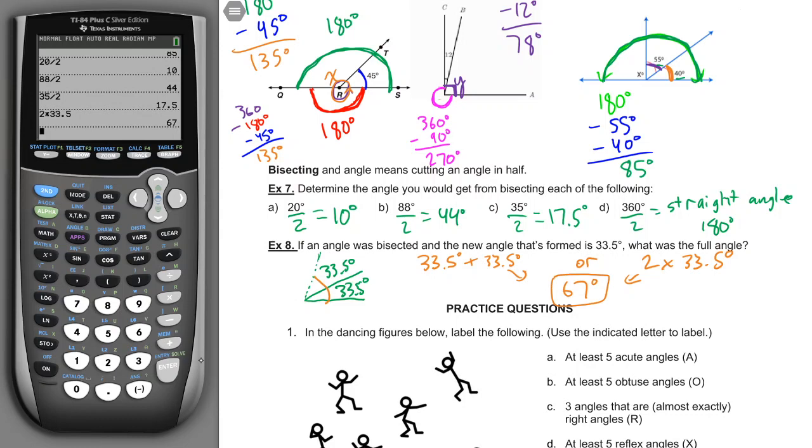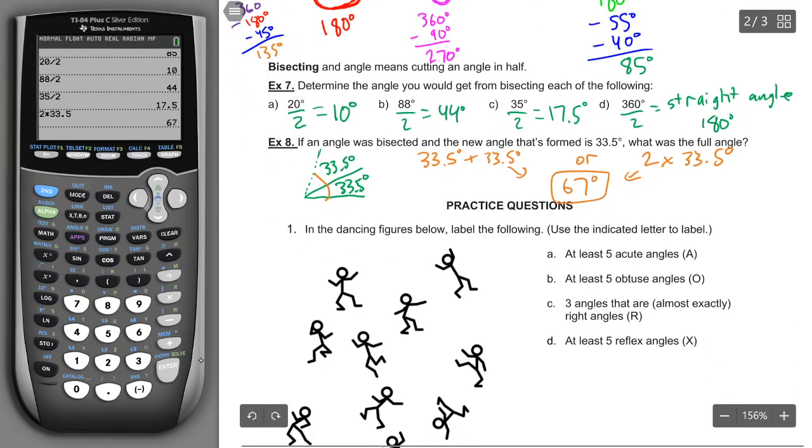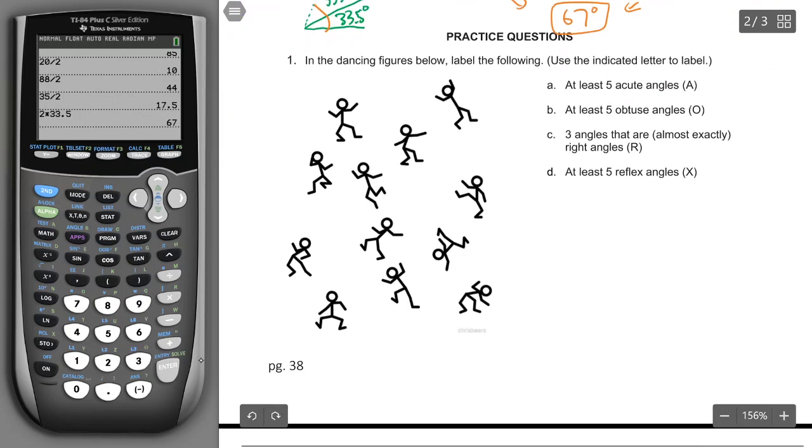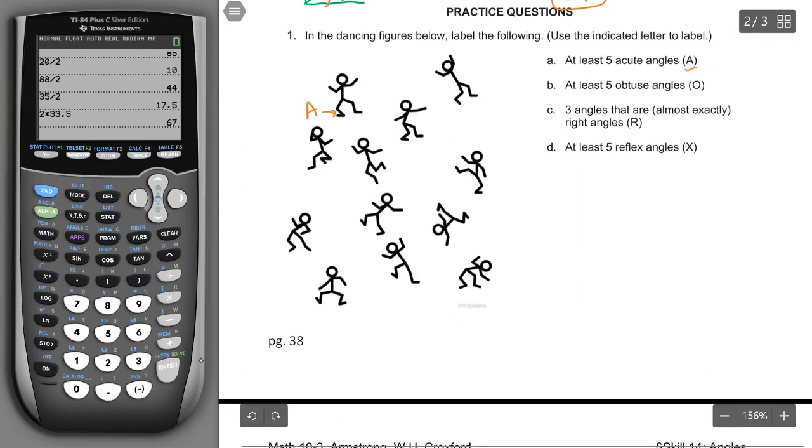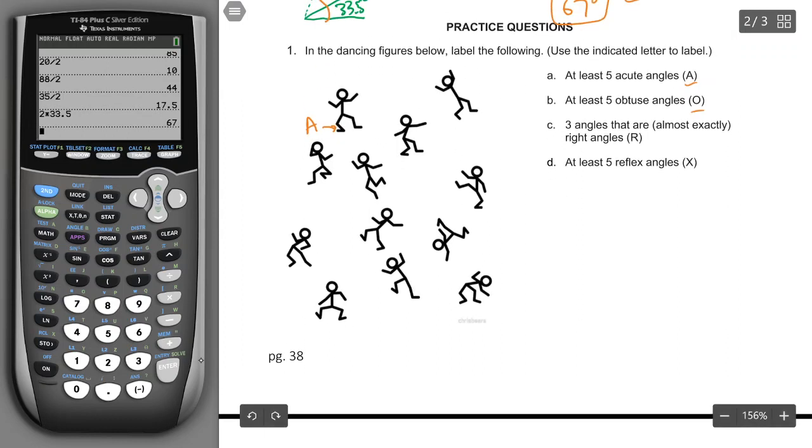Right, and that brings us to the practice. This one I thought was kind of fun. I found these dancing stick figures. Just try to label some angles. So I'll label one of each. An acute angle. I see that this angle inside his foot is an acute angle. I need some obtuse angles. So where's an obtuse angle? Inside his knee here. Oops, don't know why the pencil messed up, but that angle there is obtuse.